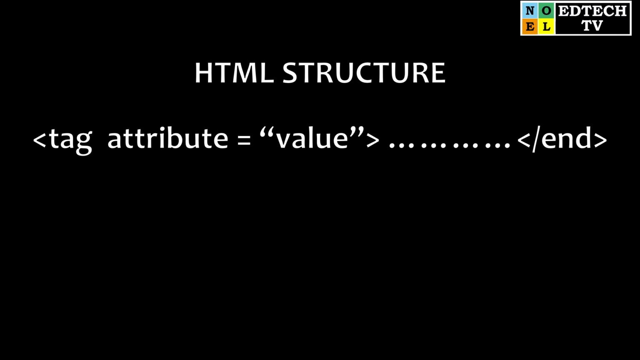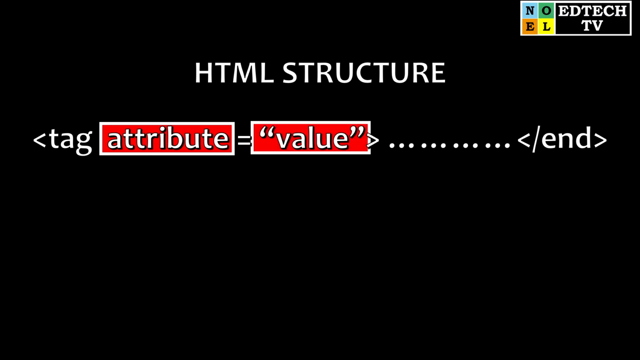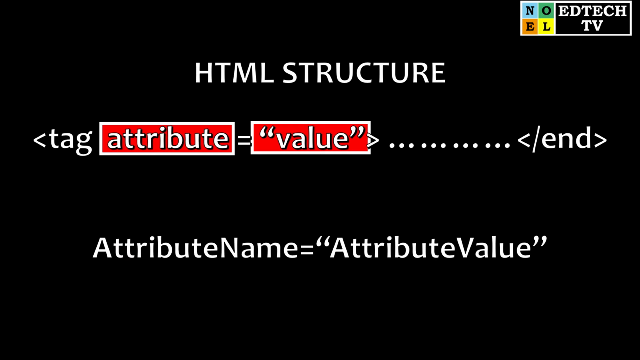HTML structure. We have the tag, attribute, value, and end tag. An attribute is an additional characteristic or property of the element. It consists of name and value pairs. The value should always be enclosed in quotation marks: attribute name equals attribute value.